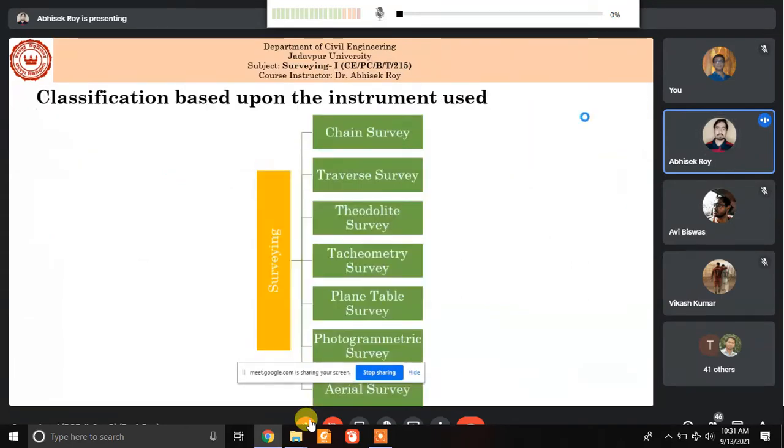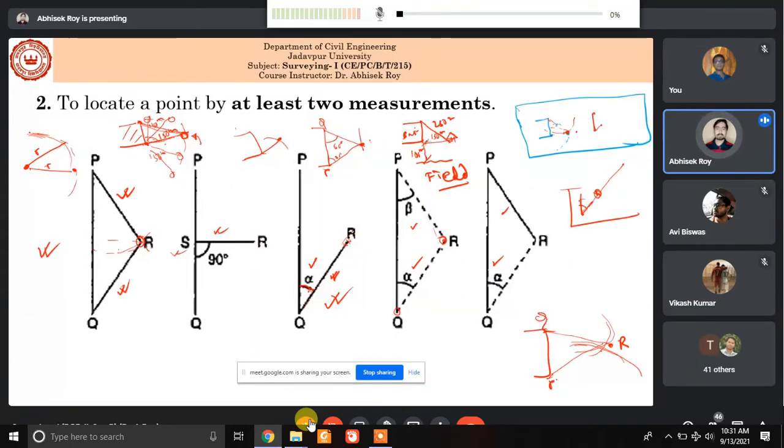So what you will do? You will plot a line from here which is making a 30-degree angle. Also you will plot a line from here which is making a 60 degree. Obviously both these lines will cut at a point, and that point will represent this lamp post. So in this way also we can plot. So by measuring two angles also it is possible.